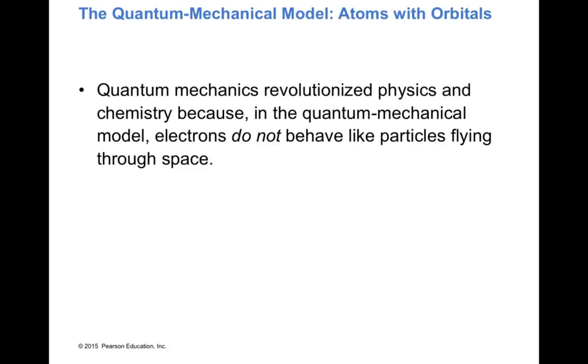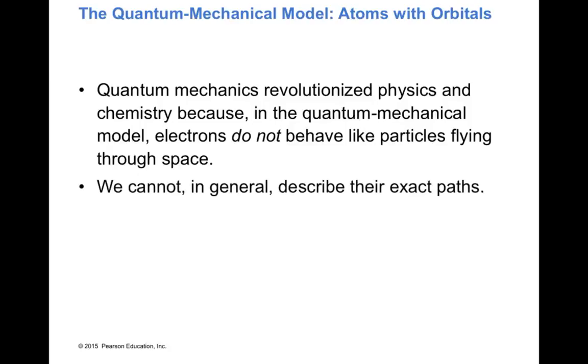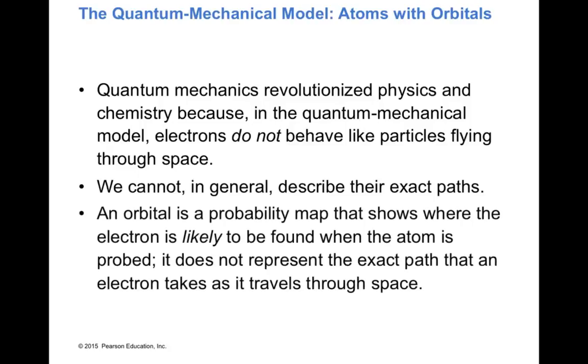Quantum mechanics revolutionized physics and chemistry because in the quantum mechanical model, electrons do not behave like a particle flying through space. We cannot in general describe their exact path, the exact path of the electrons. So an orbital is a probability map that shows where the electron is likely to be found when the atom is probed. It does not represent the exact path that an electron takes as it travels through space.